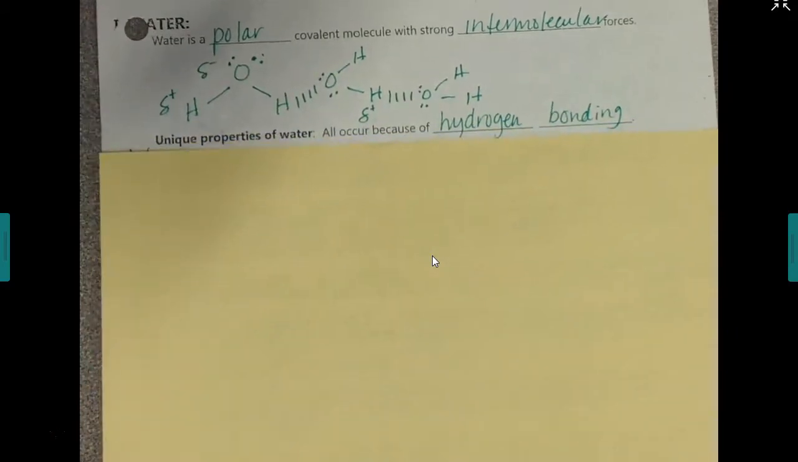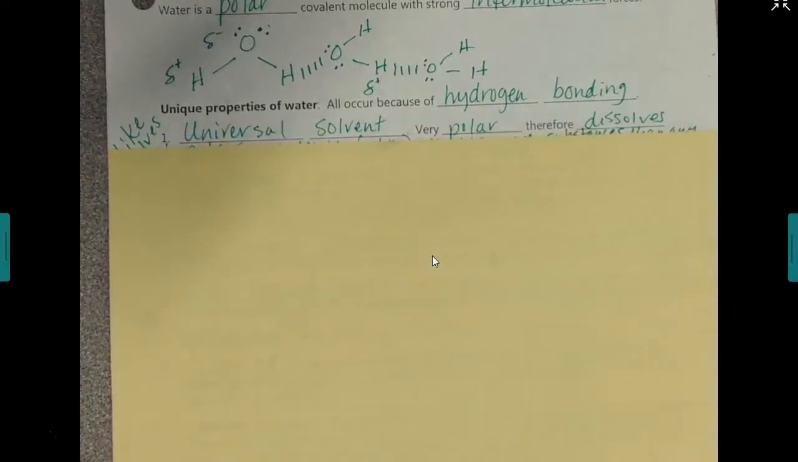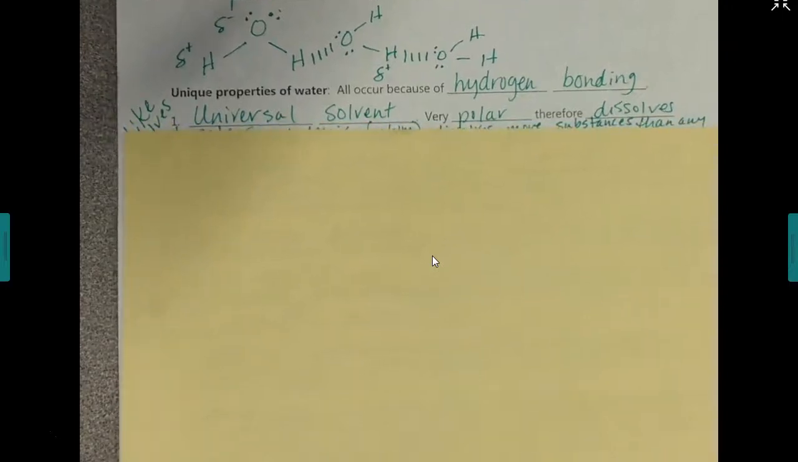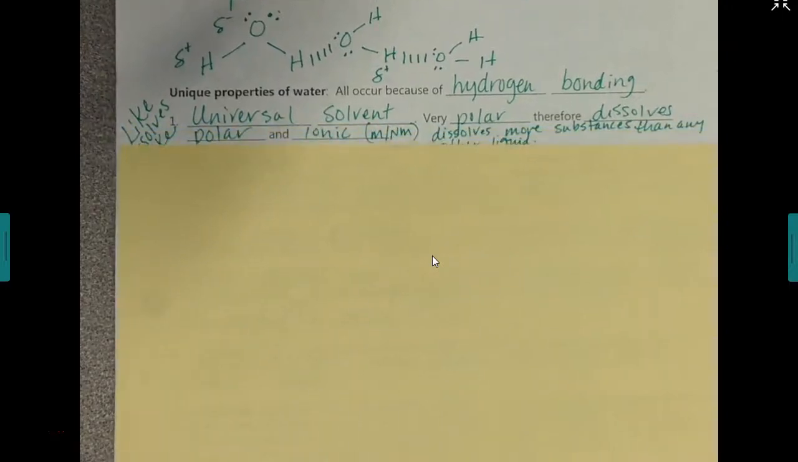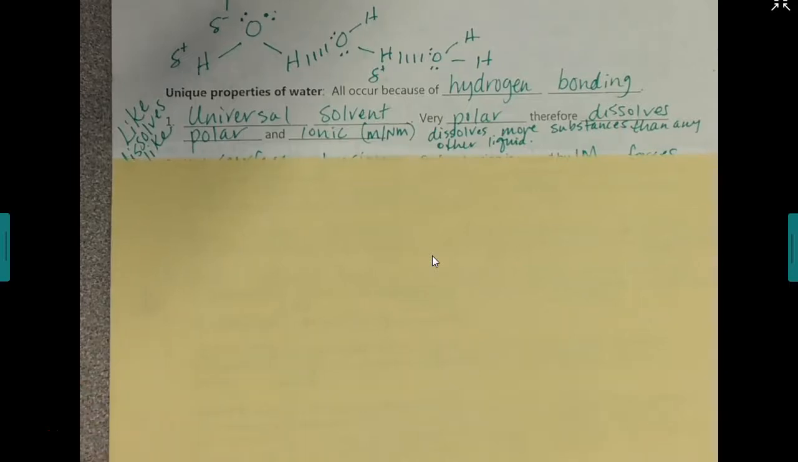The unique properties of water all occur because of the hydrogen bonding. We saw several times that water is a universal solvent. It's very polar, therefore it dissolves polar and ionic compounds. The rule, remember, is like dissolves like. It's called the universal solvent because it dissolves more substances than any other liquid.